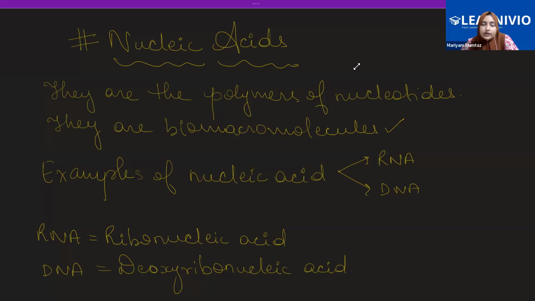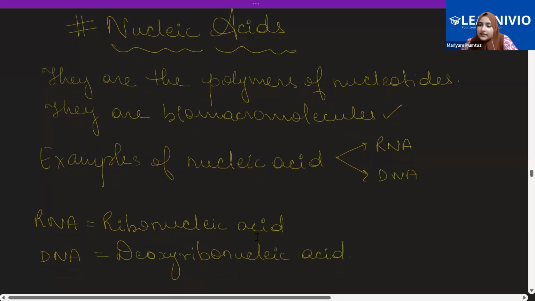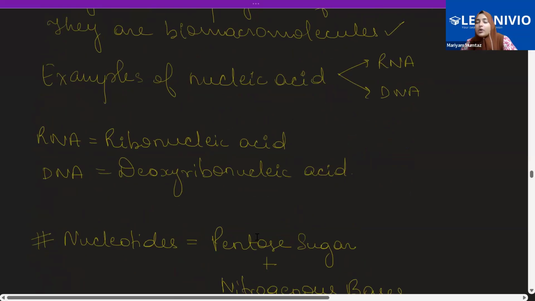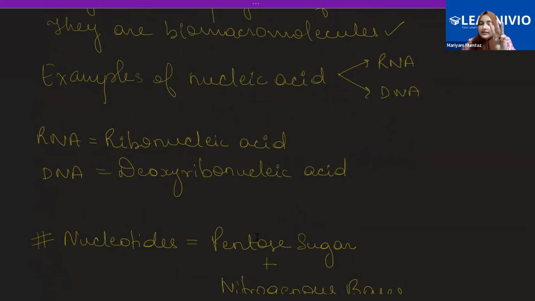Okay. So talking about the RNA, it stands for ribonucleic acid. DNA stands for deoxyribonucleic acid. Now the question comes along, what is a nucleotide? See, a nucleotide is a combination of three things. What are the three things?